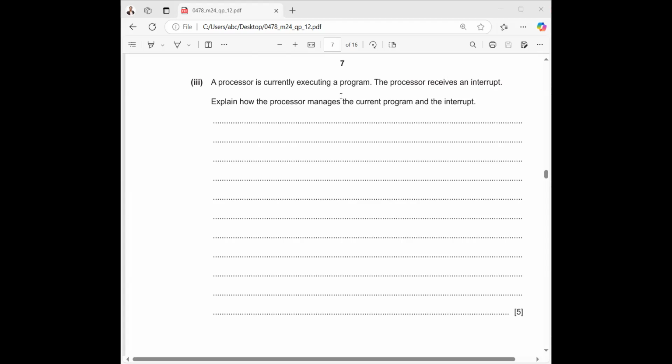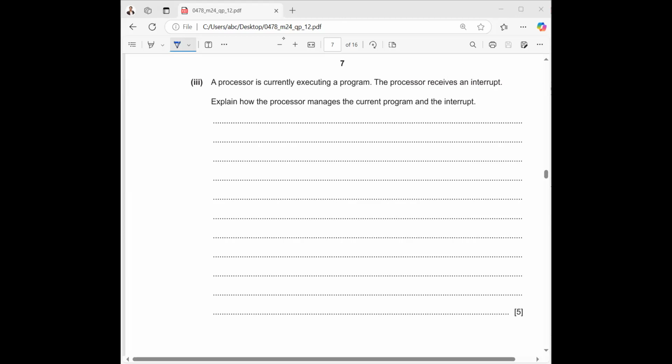So in this question, you have a processor that is currently executing a program. The processor receives an interrupt. You need to explain how the processor manages it. I have one answer here. It says every interrupt is given a priority and placed in an interrupt queue. The interrupt with the highest priority is processed first. Okay, it's also fine. It's also correct. I'm also writing the sample answer here for 5 marks.